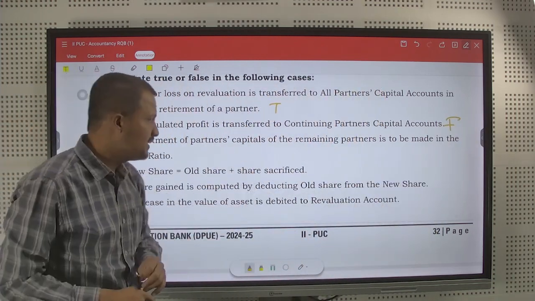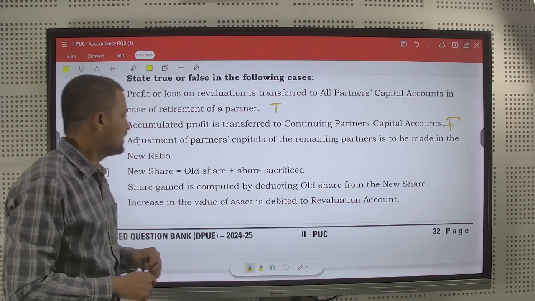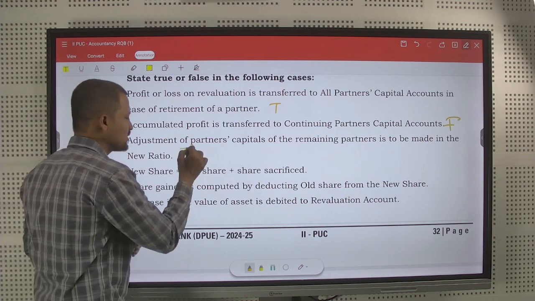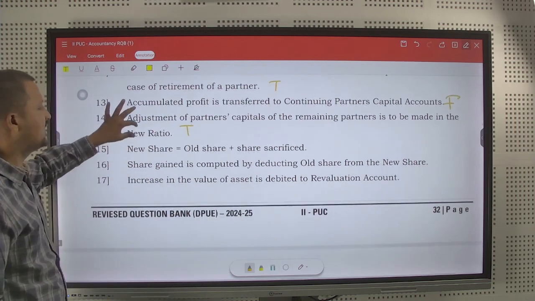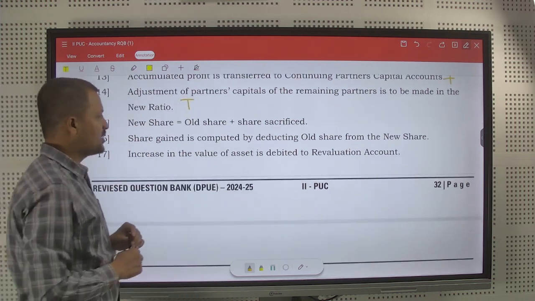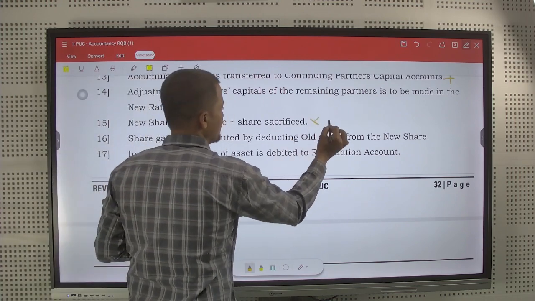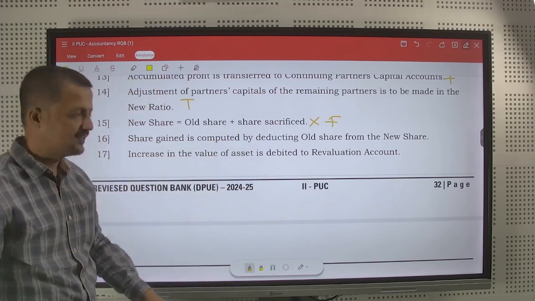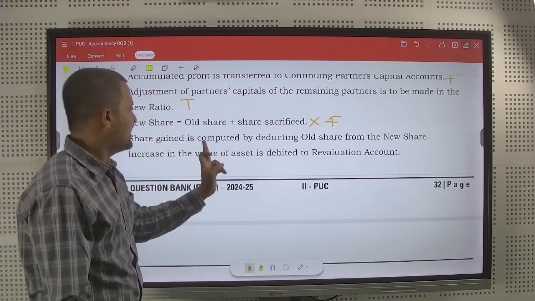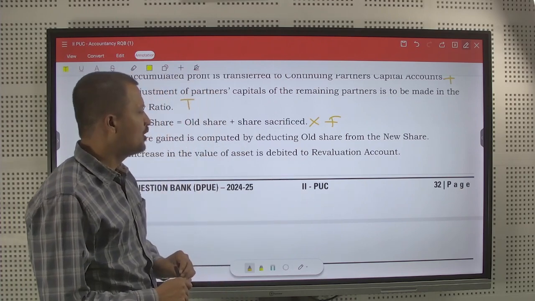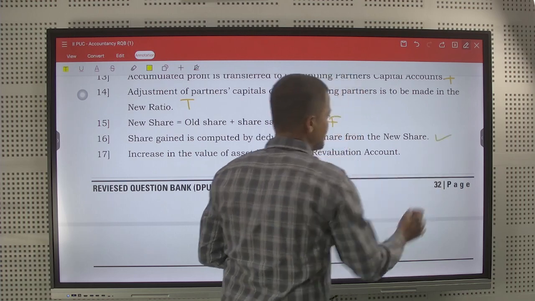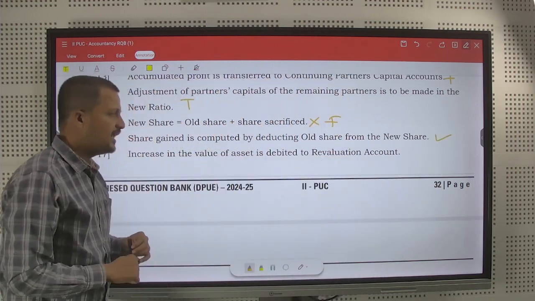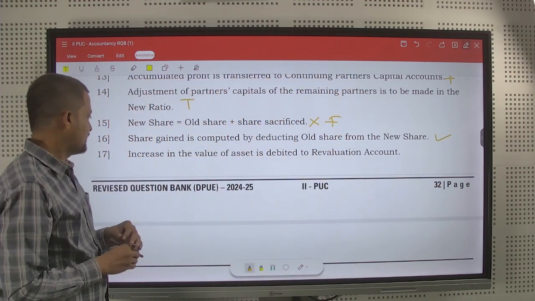Adjustment of capitals of the remaining partner is to be made in new ratio. Here it is true, but I said even it can be at agreed ratio also. New ratio is equal to old ratio plus share sacrificed. False, because it is old share plus share gained. Share gained is computed by deducting old share from new share. Yes, I say yes to this, because new minus old will be gain.